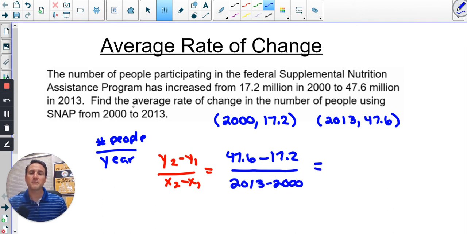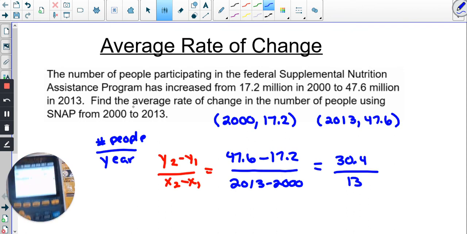And some of this might be easy for you to do in your head, like the bottom here is just 13 years. The top, you may need a calculator. I think I can do this in my head. 40 minus 10 is 30. 30.4 million people difference. And now you just divide those out since we want to know how many people per year. So I've got my handy dandy little calculator here, and we're just going to type in 30.4 divided by 13.